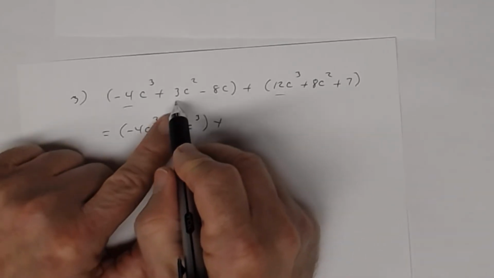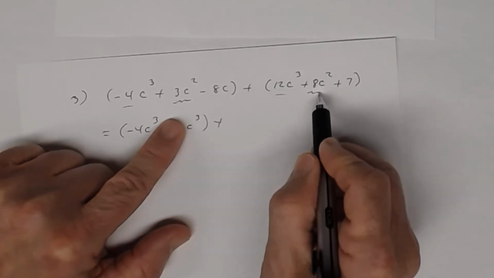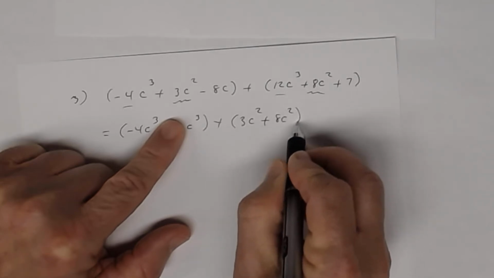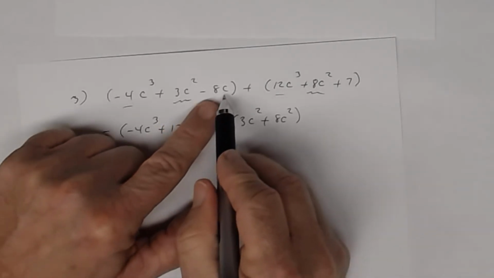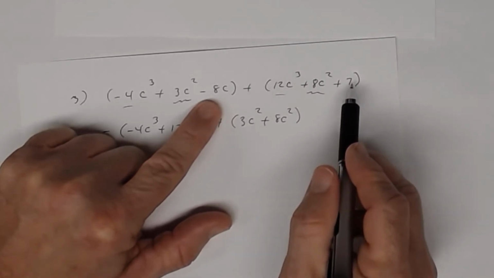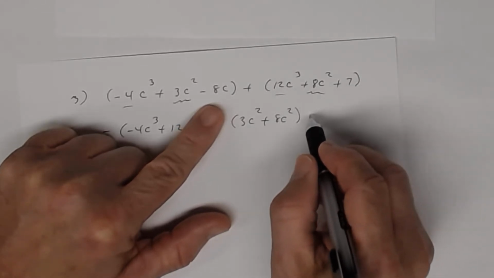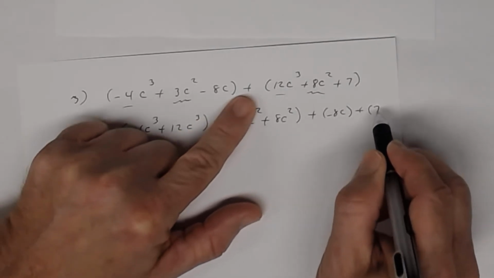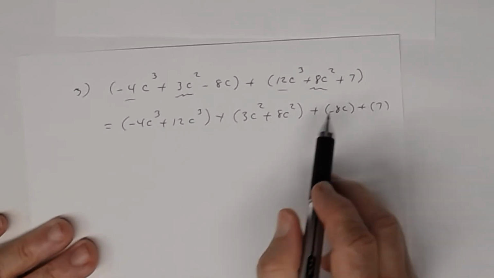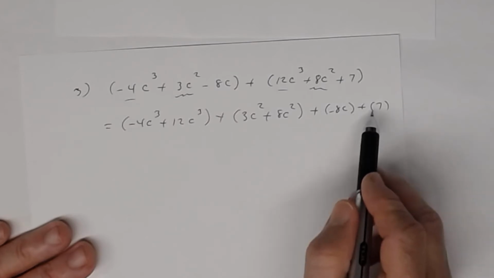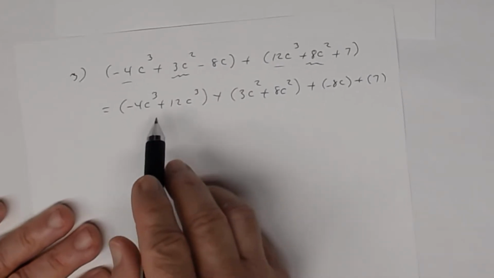Plus, then we put the c squared together. C squared and a c squared here. So plus 3c squared plus 8c squared, right? And then I have a c, but I don't have any other c's, right? C to the first power. This is a constant, so you got to be careful. Okay? So you're going to write this as plus a negative 8c by itself, and then plus the 7, just like this. All right. So in this parentheses, there are no like terms with this negative 8c, and there are no like terms with the 7. Okay, so let's think about this.